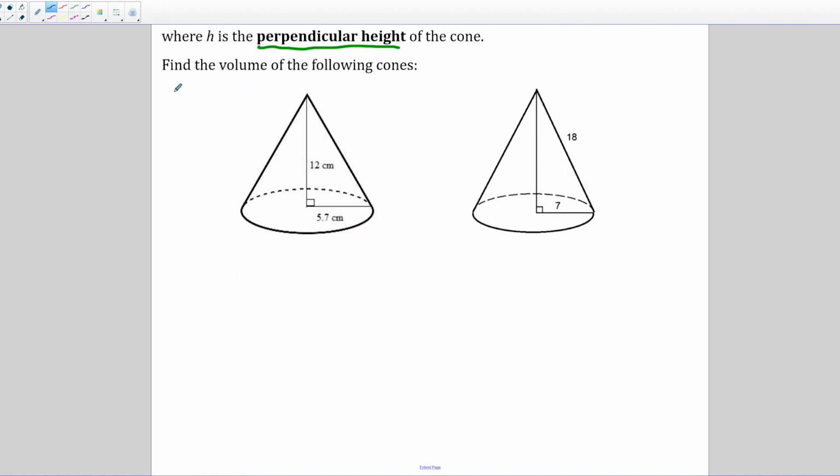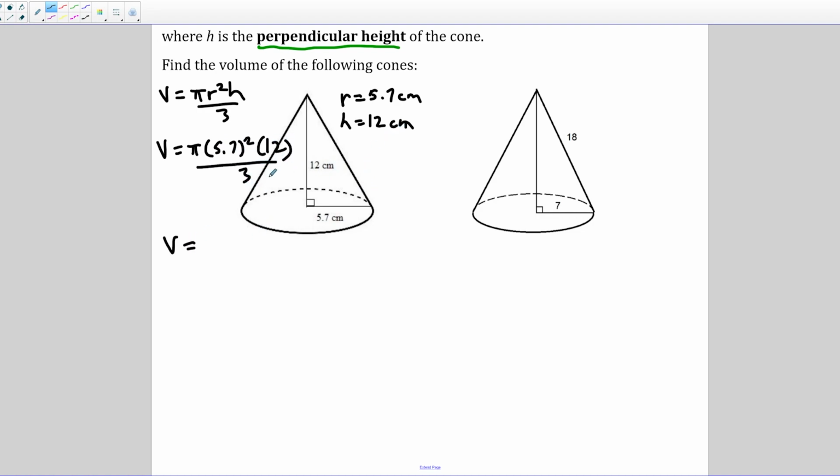So starting off with example 1, I'm going to go ahead and write my formula. Volume is equal to pi r squared h divided by 3. I'm going to identify my radius as 5.7 centimeters and my height as 12 centimeters. I can go ahead and plug in all of my values here. Pi times 5.7 squared times 12, and all of that's divided by 3. One thing to keep in mind is to not forget to divide by 3. That's another common mistake I see by students. And once I plug this all in, I get an answer of 408 centimeters cubed.